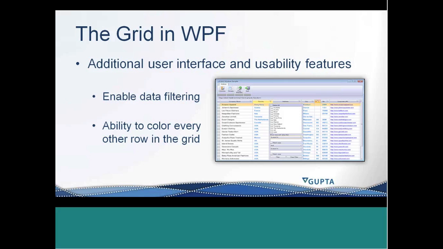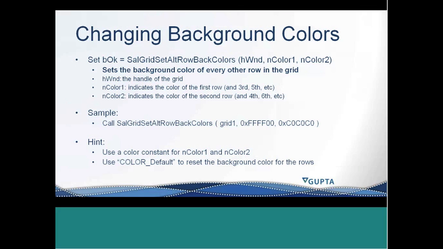And I have here the ability to color every other row in the grid. This didn't exist in Win32 in 6.0, but in 6.1 this feature is also available for Win32. So let's see a little bit more about them. I'll show the enable filtering in a demo, and let's talk a little bit about changing the background colors.